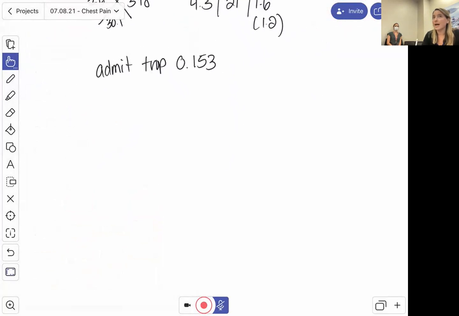So much like with the first guy, tell me what you think is going on with this guy, and then what you are going to do to manage him. Take about a minute with your partners, and then we'll pull up the next steps for him.